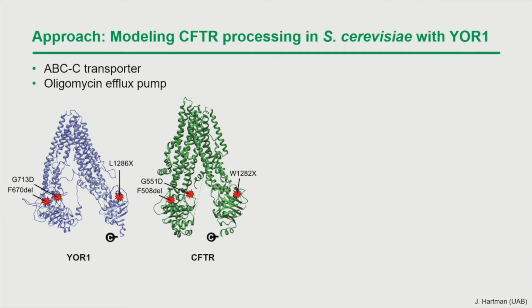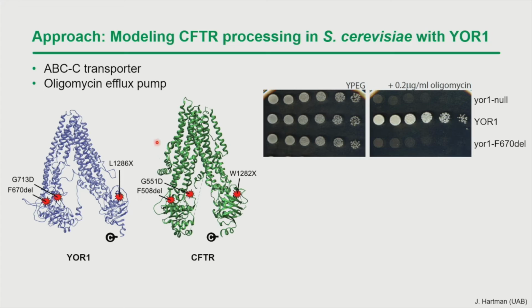And the way we've done that represents a longstanding approach with Dr. John Hartman at UAB, where we have modeled CFTR processing in yeast using the closest homologue the yeast express, termed YOR1. This stands for yeast oligomycin resistance 1. So as the name implies, it's an oligomycin efflux pump. It's also an ABC subclass C transporter, just like CFTR. In the initial studies, we utilized the delta F variant in CFTR, analogously expressed in YOR1, which is represented by delta F670. This variant exhibits features very similar to those observed for delta F CFTR, which include misfolding and an ER retention phenotype.